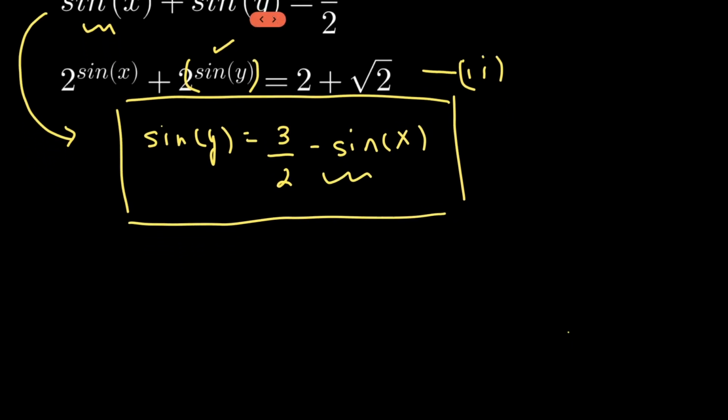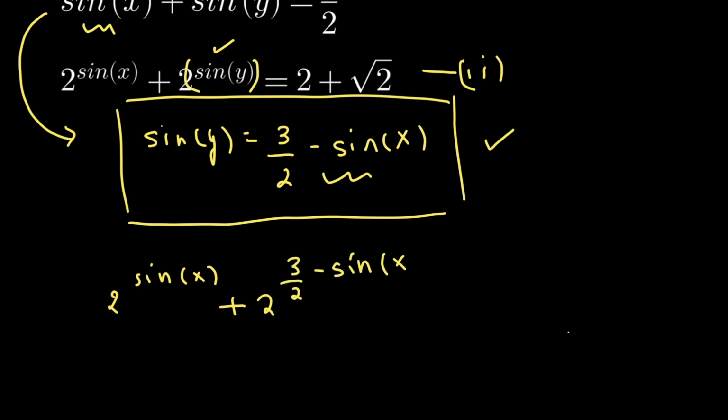So the second equation will now look like 2 to the power sin of x plus 2 to the power sin of y. Now instead of sin of y I will put its value, that is 3 upon 2 minus sin of x, and this thing equals 2 plus square root of 2.